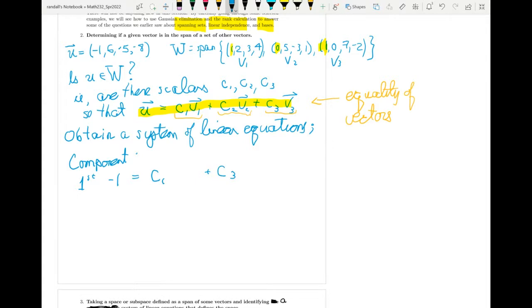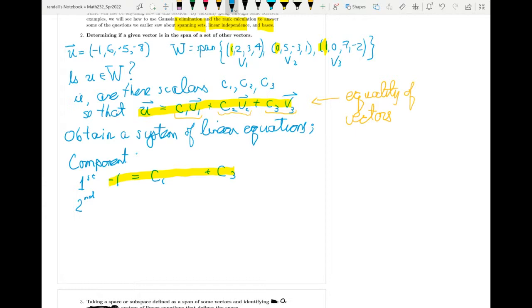Okay, so let me just summarize what we see here in this one equation. If U is supposed to be equal to this sum on the right, then the sum C1 plus C3 must be equal to -1, because I need it to be equal to the first component of U. Okay, so that's one equation in the three unknowns. Let's move on, and we obtain another equation by going to the second component. Remember, vector equality means all components must be the same on either side of this equality here.